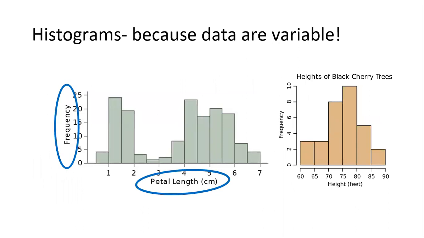Here we can see two histograms, one showing the petal length of cherry trees and one showing the height. On the y-axis of both histograms, the frequency is displayed. This means the number of cases in the respective lengths and heights. On the x-axis, we have both the lengths and heights. So to read these, we can see that there are roughly 25 cherry tree petals that are 1 to 1.5 centimeters long, and there are 10 cherry trees that are 75 to 80 feet tall.